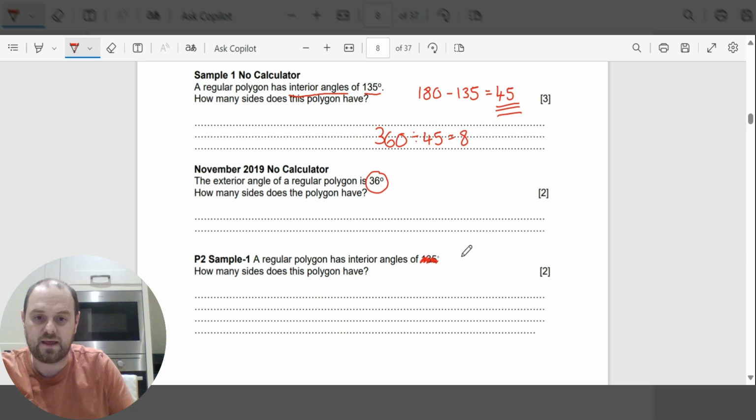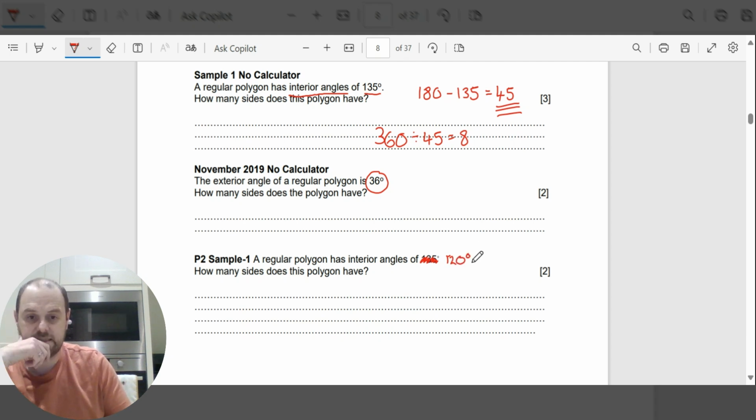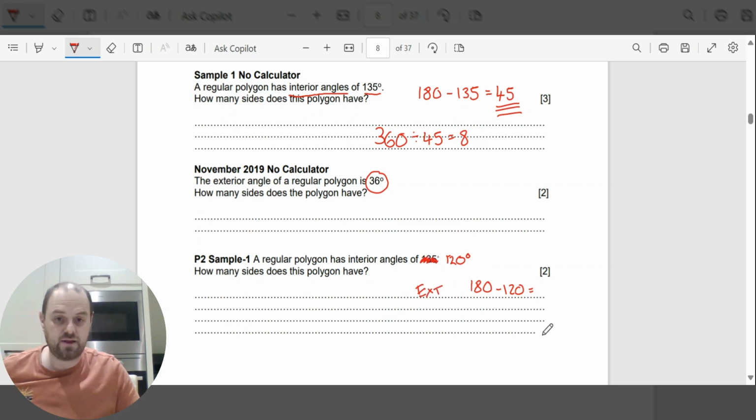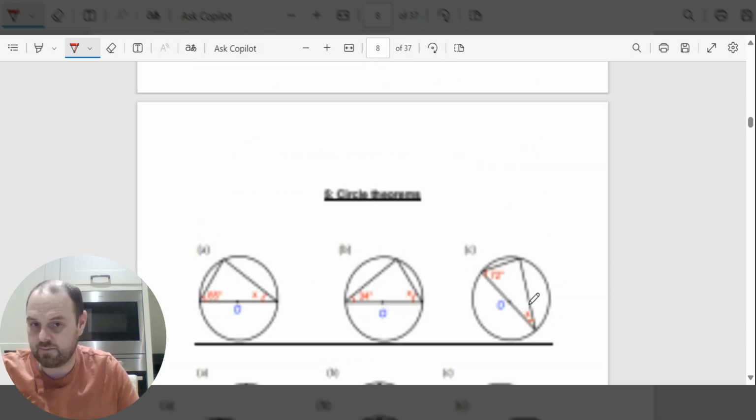So let's muck about with that and go for the interior is, what am I going to say? Oh, look, 120, say. Right, the interior is 120. How many sides does the polygon have? Well, take that away from 180 first of all to work out what the exterior angle is, and then try and see how many of those go into 360 to see how many sides it's got.